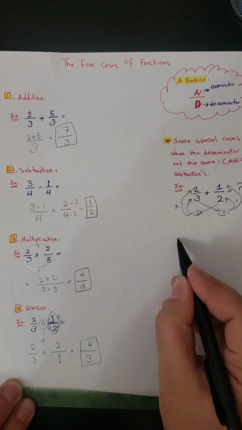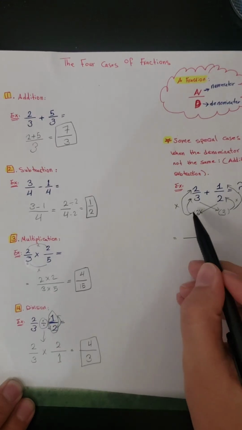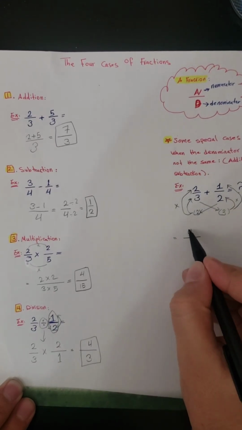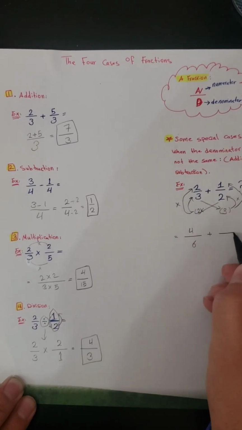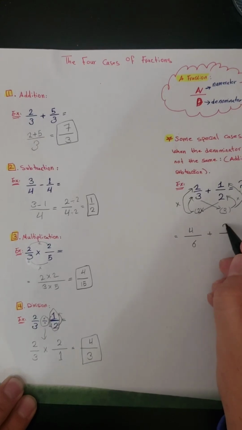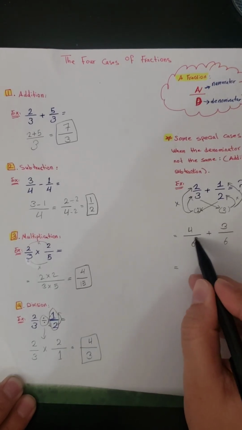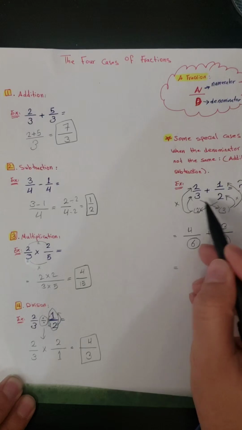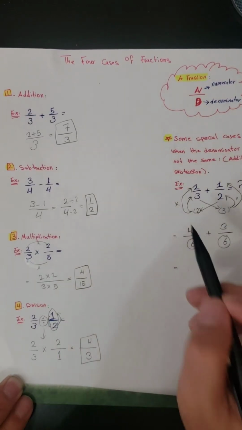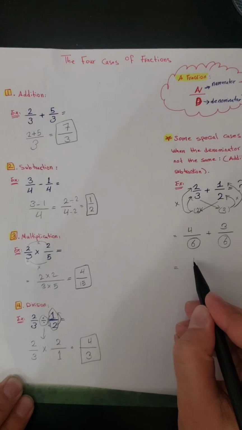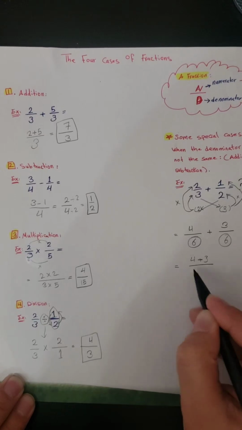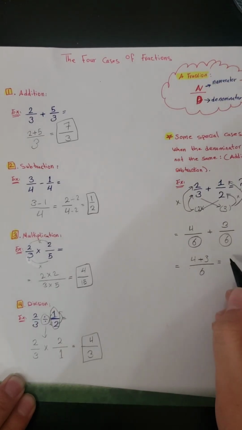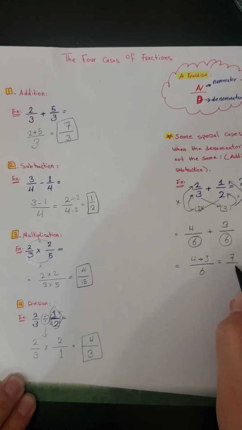So what we get here is we draw another line. 2 times 2 is 4. 2 times 3 is 6. And plus 3 times 1 is 3. And 3 times 2 is 6. Now we got a common denominator by flipping those numbers and multiplying the fractions. So 4 plus the 3 over 6, which is 4 plus 3 is 7 over 6.